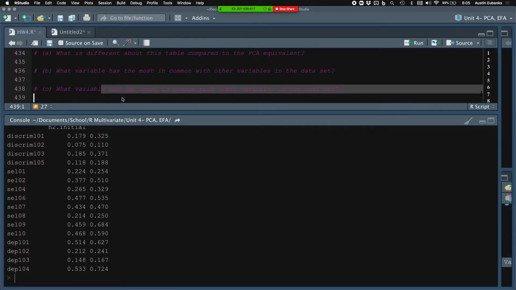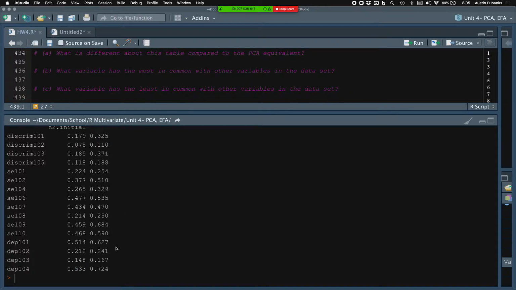And then the least, yeah, the scrim 102 here was 0.075.